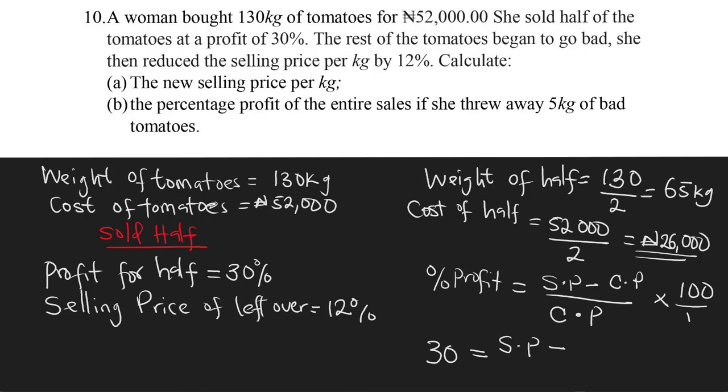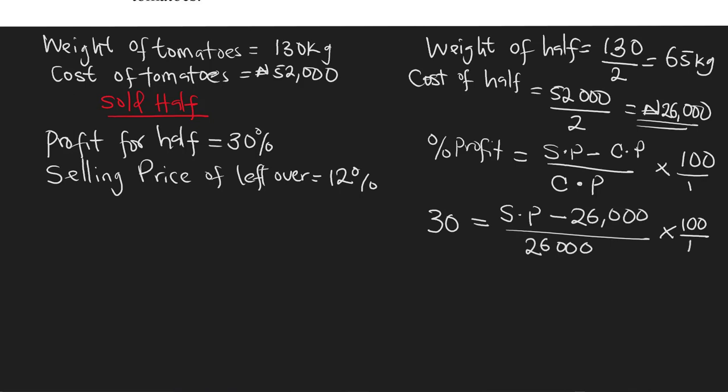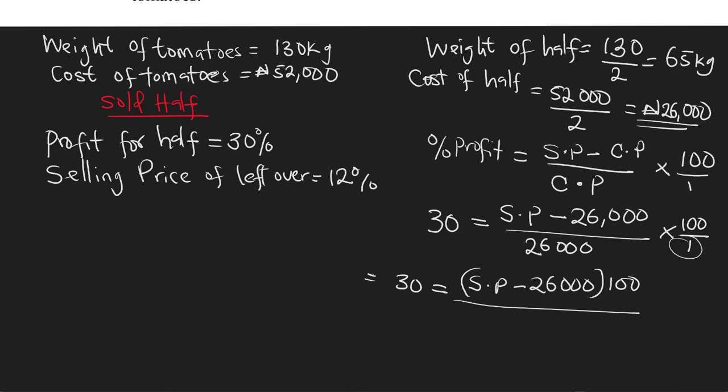We have 26,000 over our cost price, which is what? 26,000 times 100 over 1. So in this case, we're going to have 30 is equal to, we can multiply this 100 by the entire numerator here. The easiest way is to say selling price minus 26,000, multiplied all through by 100 over 1, times this 26,000, is going to be 26,000, of course.